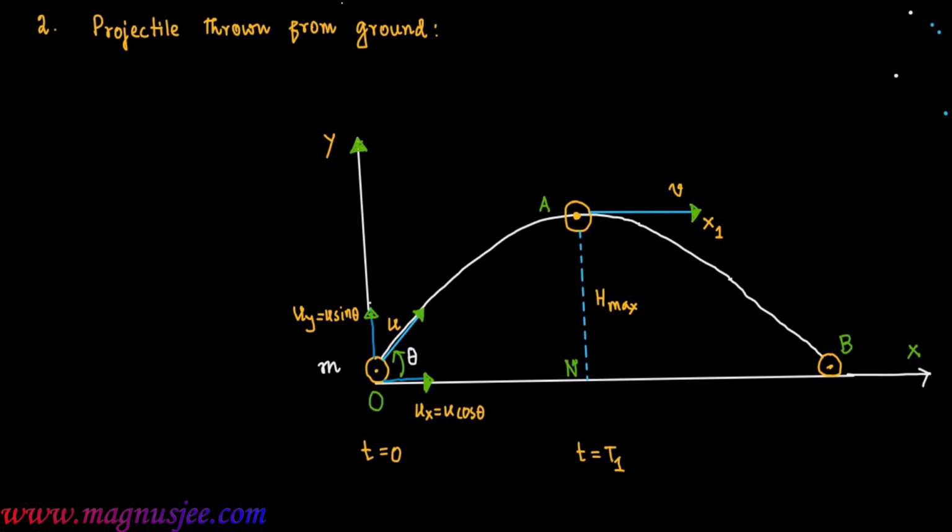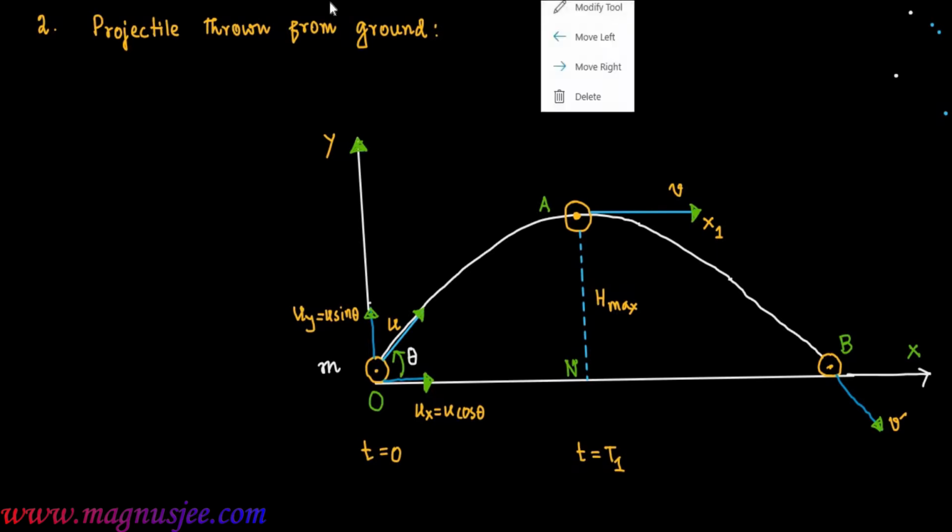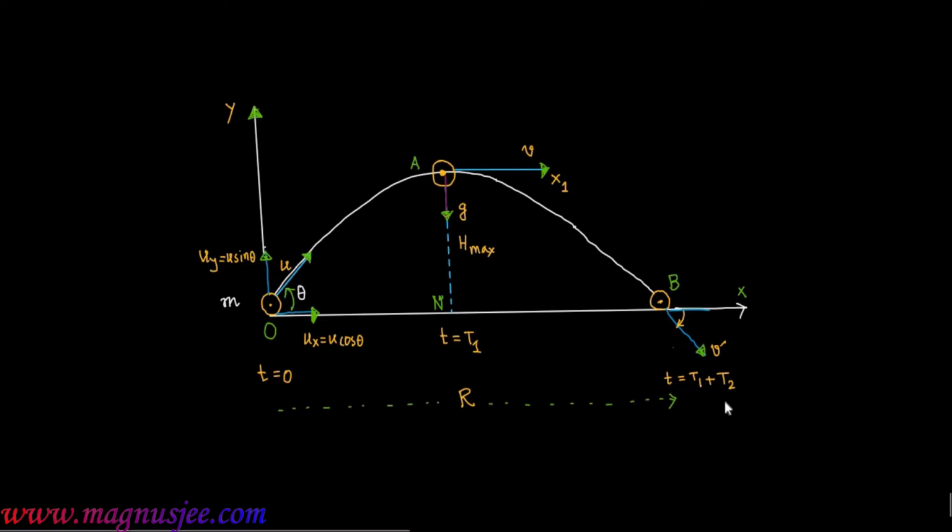At the point B, the projectile strikes the ground with the velocity V prime along this direction. V prime is the velocity with which the projectile strikes the ground. The projectile strikes the ground at the point B with the velocity V prime at an angle phi with the horizontal. Now we can consider the two mutually perpendicular components of the velocity V prime at the point B.